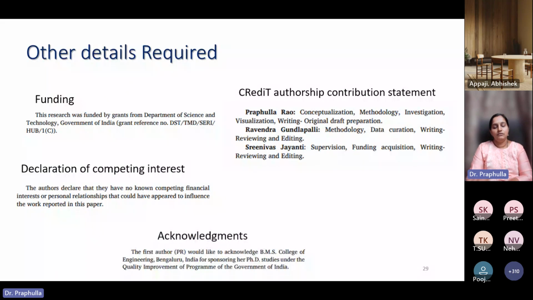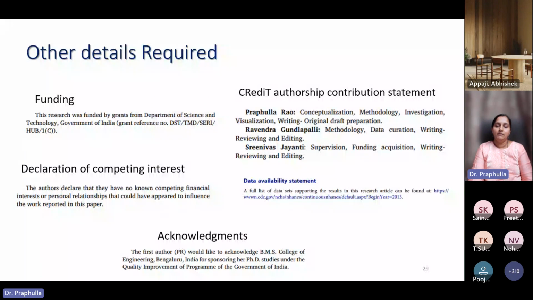So acknowledgement: you have to specifically acknowledge the funding agency, and in this case I've acknowledged my college for sponsoring me for my PhD. So that is the kind of acknowledgement statement. Here I only acknowledge my college, so my guide won't be acknowledged. I specifically put my name over here. Now, data availability statement: if you have plenty of data, you can give it in a supporting document, that you can write in this case.